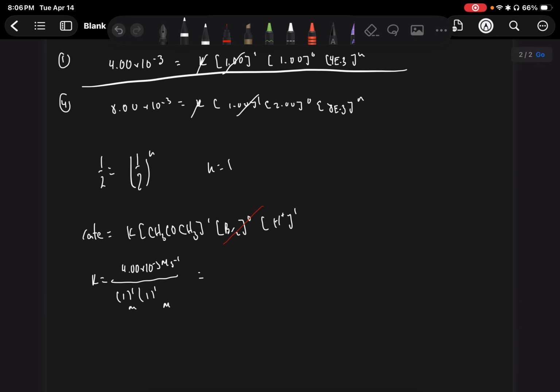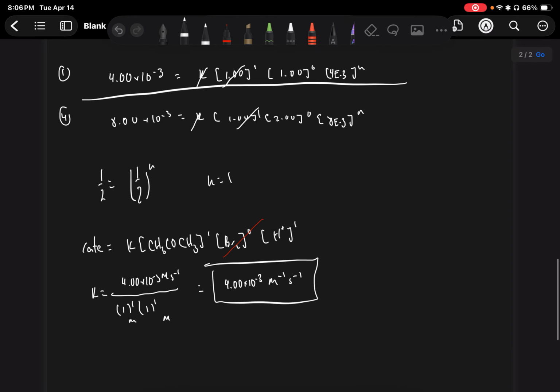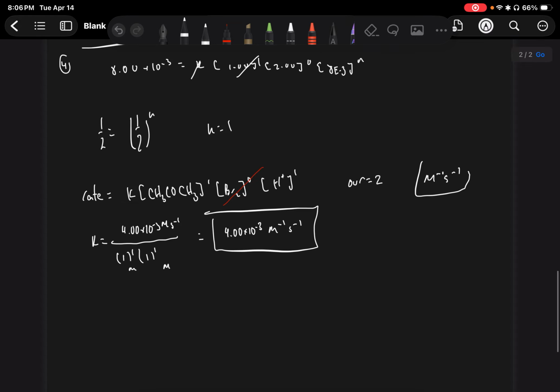The one thing you gotta remember is make sure your units of time are the same, are consistent. So 4.00 times 10 to the negative 3 moles negative 1 S negative 1. Another way to check if our units are right is look at the overall order of the reaction. So now what should the units be? So there you go. There's our answer. Next question.